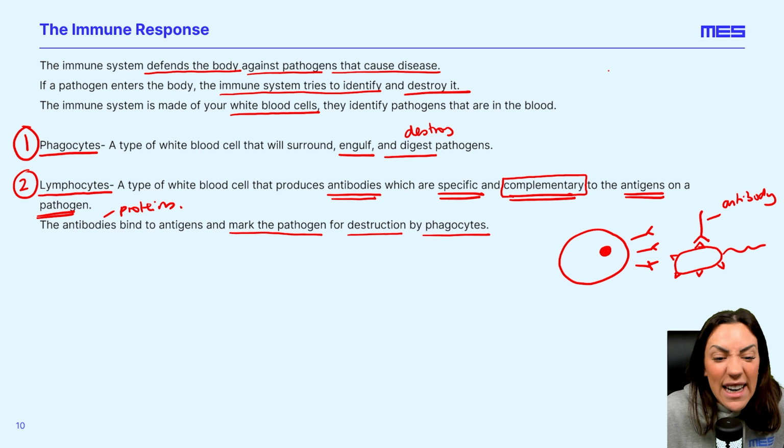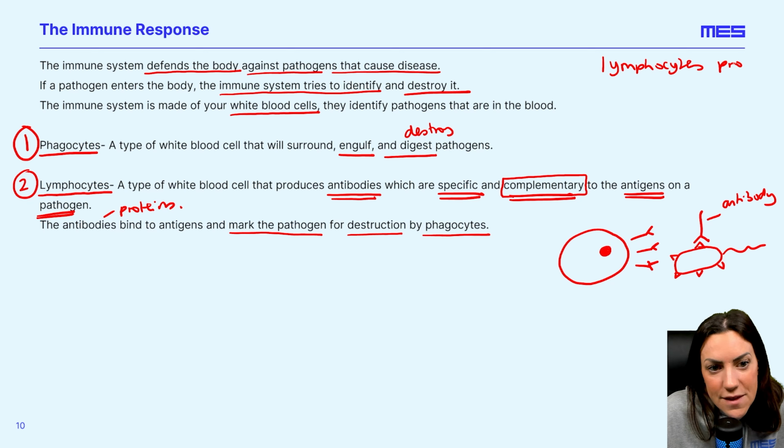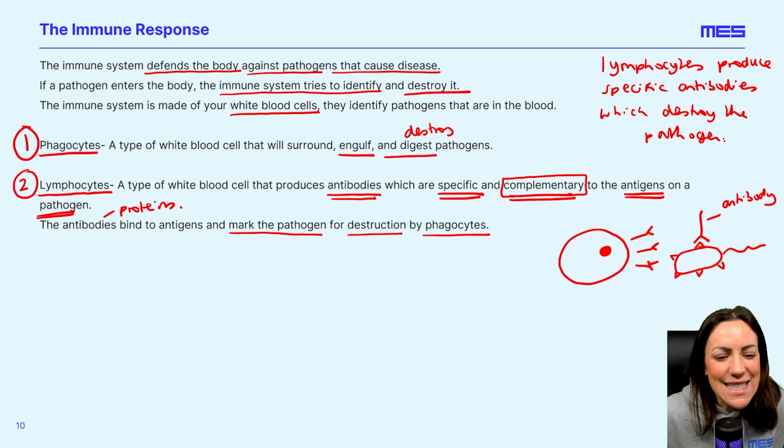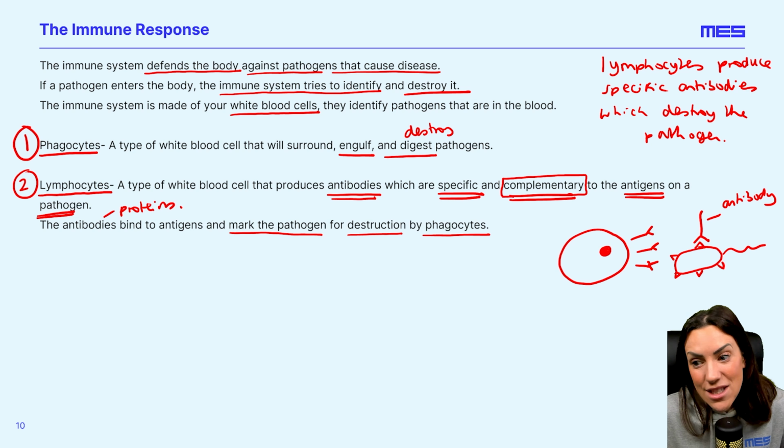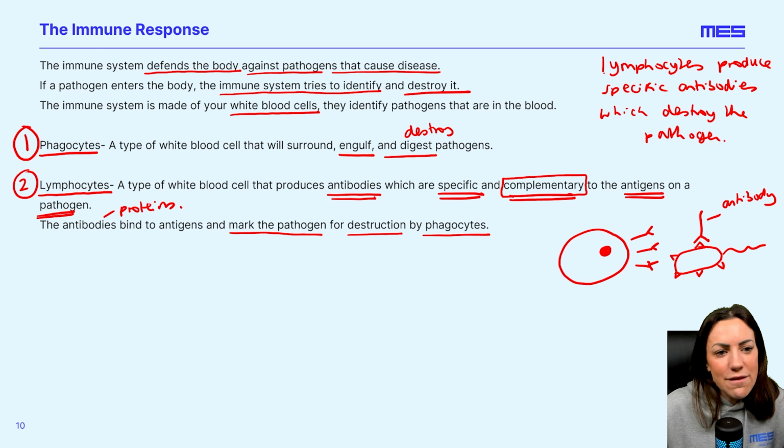At GCSE, you can literally just say, let me just phrase it how you guys can phrase it. So lymphocytes produce specific antibodies which destroy the pathogen. That's kind of a little bit of a lie because the antibodies don't directly destroy the pathogen. Really what happens is the antibody binds to the antigen and then it's a phagocyte that comes along and destroys the pathogen. But for GCSE, it's absolutely fine to just say lymphocytes produce specific antibodies and that destroys the pathogen.